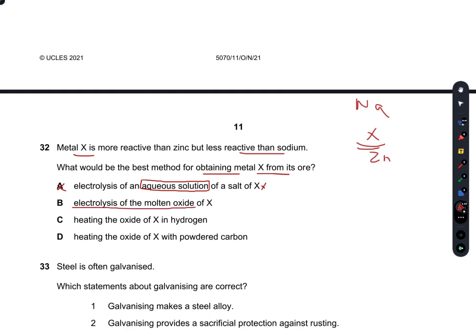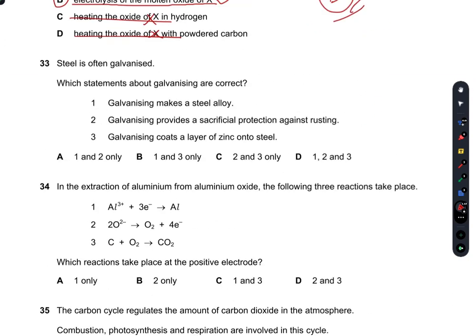Electrolysis of molten oxide of X. This is true. All the metals between sodium and zinc can be electrolyzed if we have their molten oxide. So B is true. Heating the oxide of X in hydrogen would be too costly, I think, and this again is not feasible. Heating the oxide of X with powdered carbon is again for the metals which have a higher difficulty of extraction. So B is your right answer.